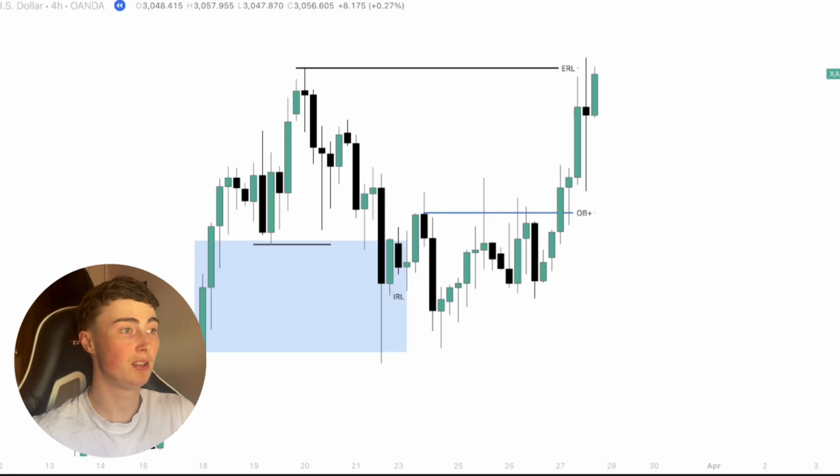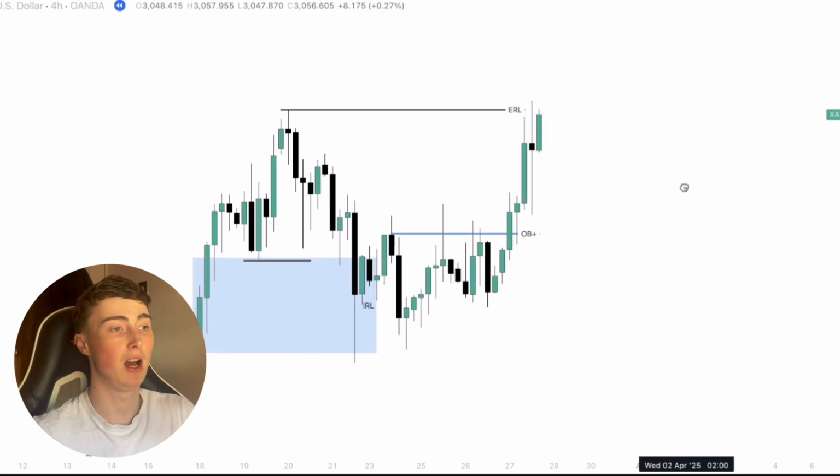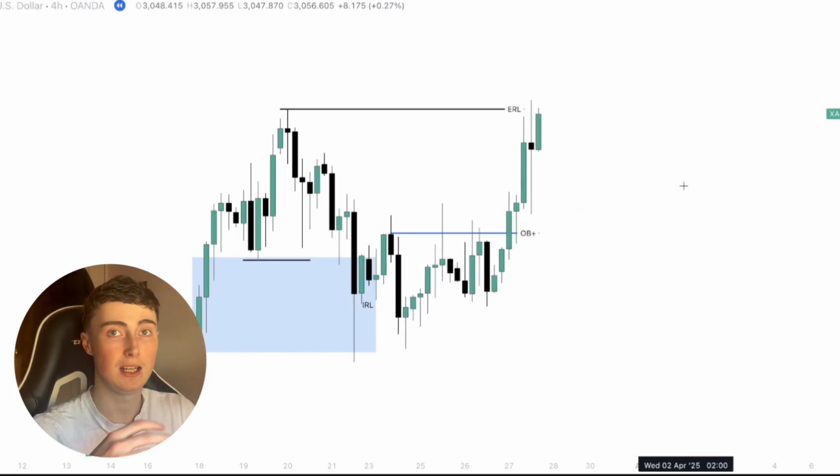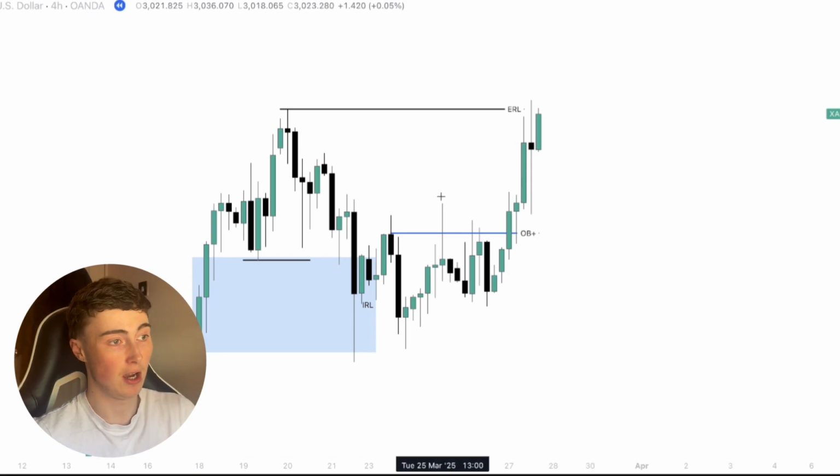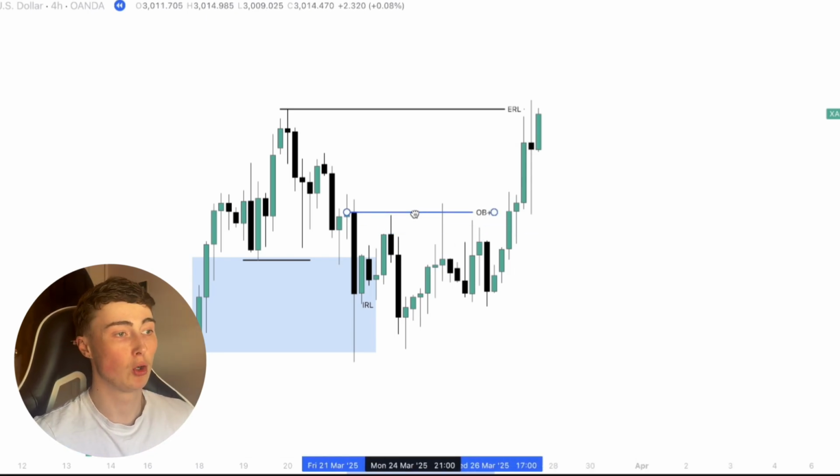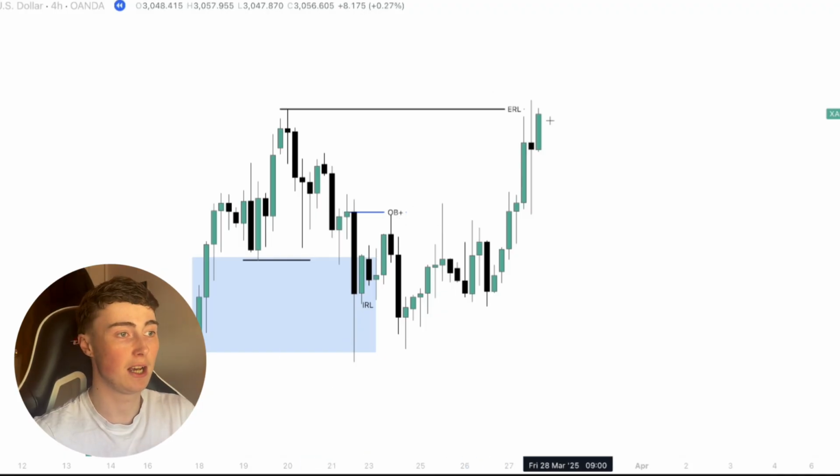Now, if you're tapped in to the free Telegram that I have, where I post my weekly outlook, before every week I record a video of what I'm expecting for the week, I called this out, right? I said in the weekly outlook, I'm not trading until we get the CSD to confirm the low, and then I'll target the external range liquidity. I called it out and it played out perfectly.